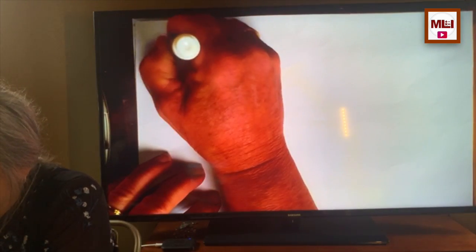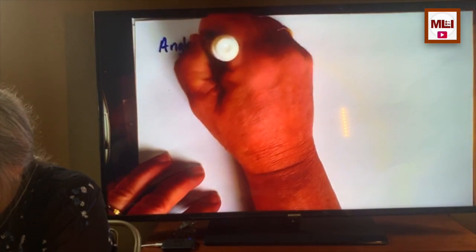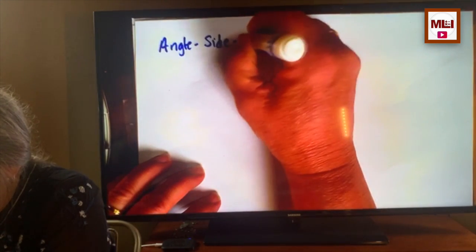But there are sometimes you don't know, you're just trying to demonstrate or prove to somebody else that two triangles are indeed exactly the same. So there are some theorems that we use, some rules. And the first one we're going to talk about is called angle, side, angle.